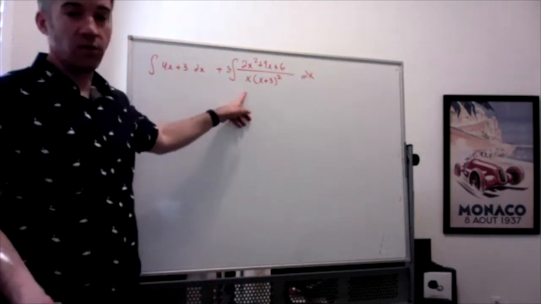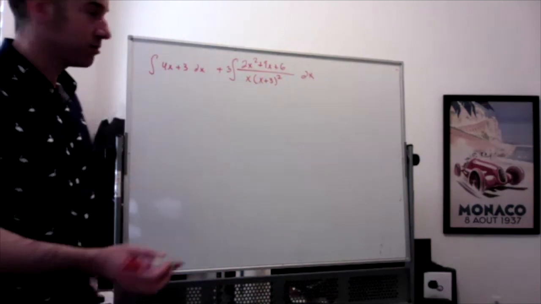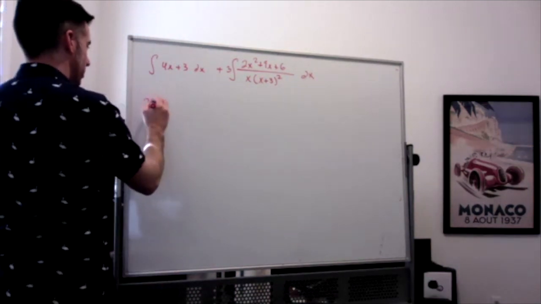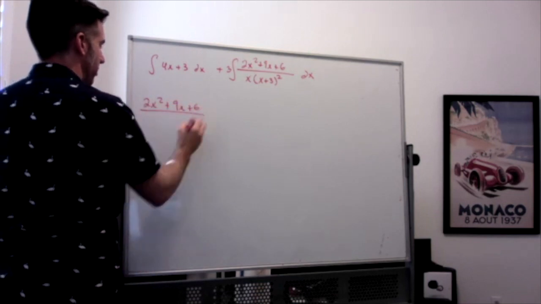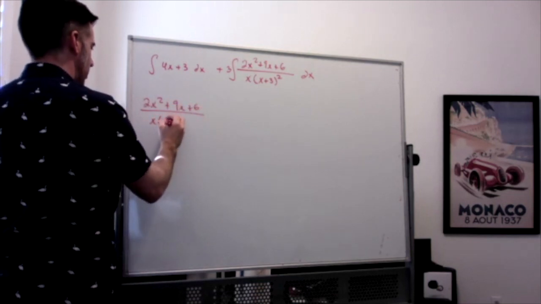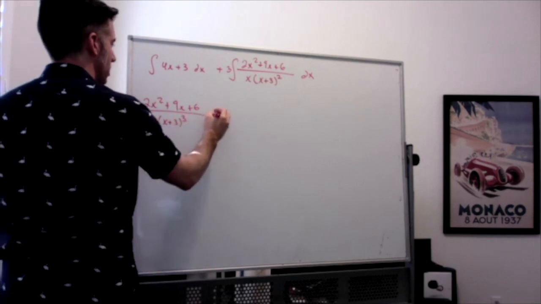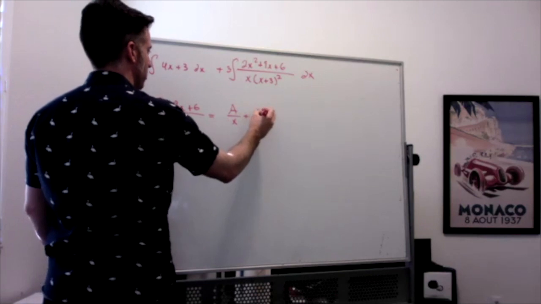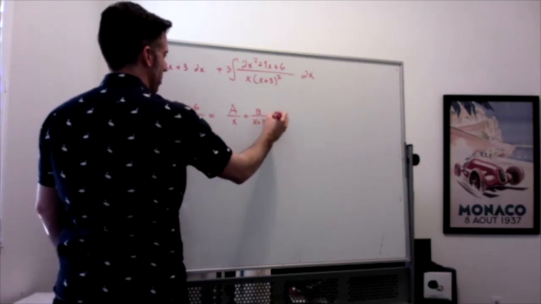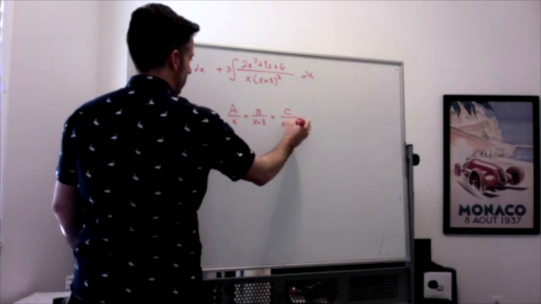And for this integral, we are going to have to use partial fractions. So we're going to set 2x squared plus 9x plus 6 divided by x times x plus 3 squared equal to A over x plus B over x plus 3 plus C over x plus 3 squared.